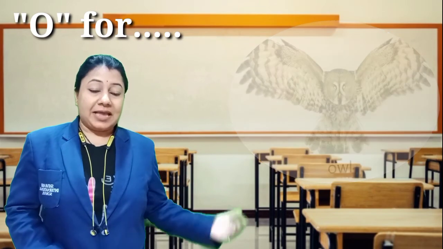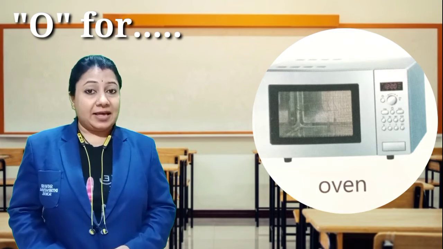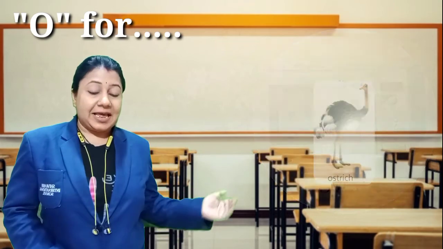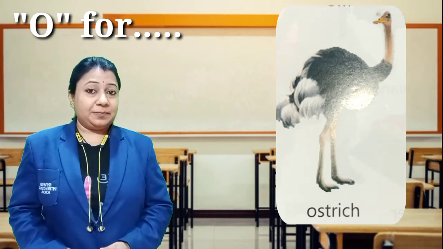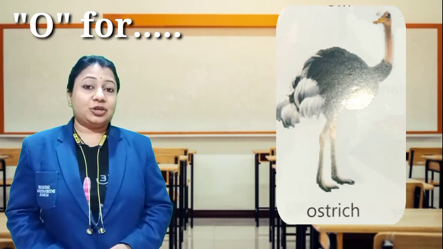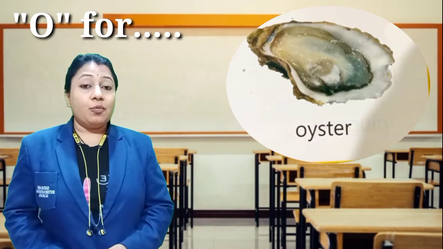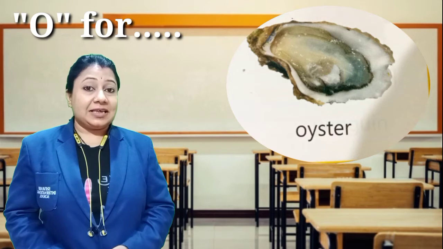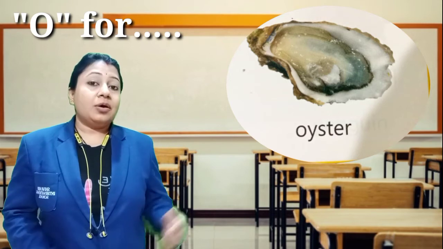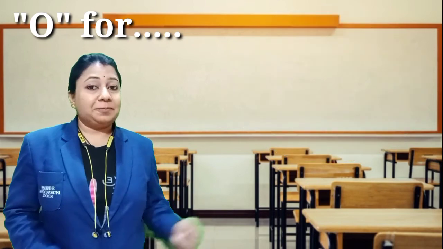Owl. Next, oven. O-V-E-N. Oven. Next, ostrich. O-S-T-R-I-C-H. Ostrich. Next, oyster. O-Y-S-T-E-R. Oyster. Clear?